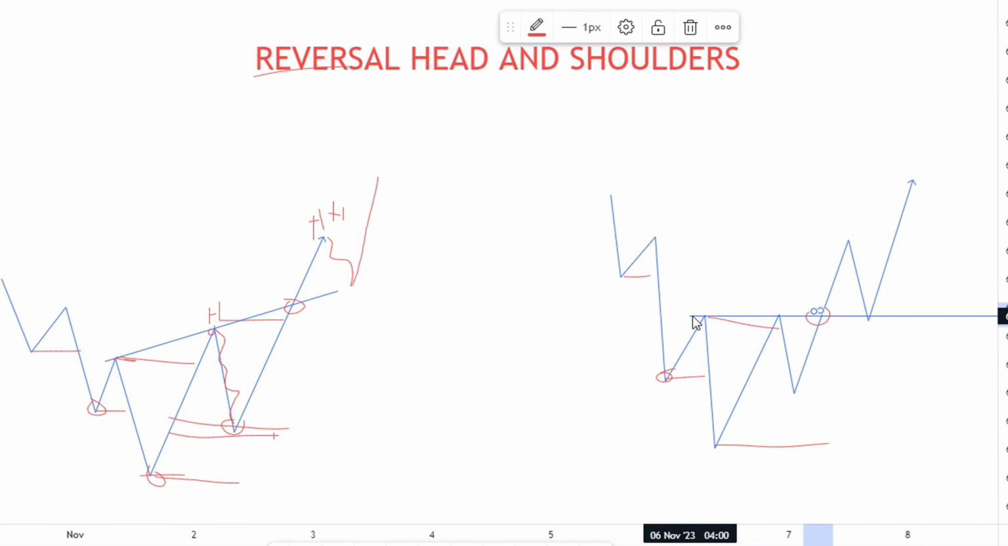After the break of this resistance, the market did a simple pullback, which we expected to do a retest onto this support before pushing upward onto its bullish momentum. So these are the two scenarios on how to trade reversal head and shoulder. After this lesson, guys, please check the charts and do some samples, some rehearsal on how to trade this reversal head and shoulder and also head and shoulder. Thank you for watching.